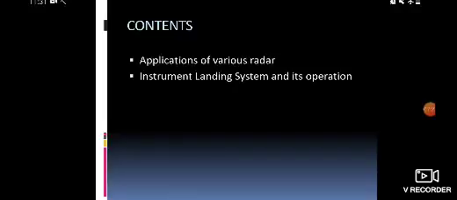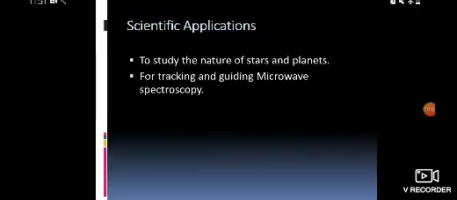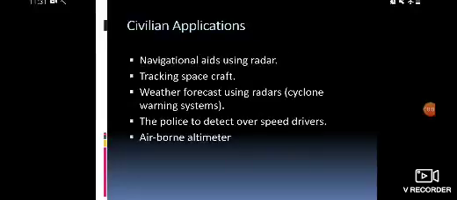So in this session I am going to describe the instrument landing system which is used on a runway. The first session is applications of radar. We have different types of radars and a number of applications. Each type is used in a different manner in different applications. Basically they are classified as military applications, scientific applications, and civilian applications.